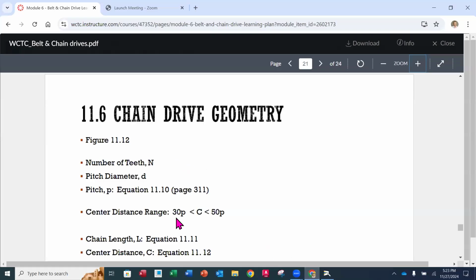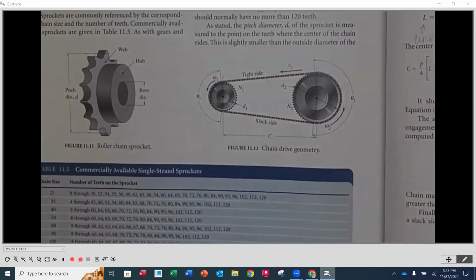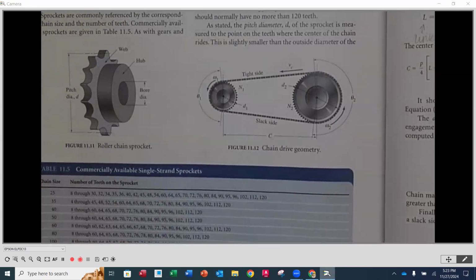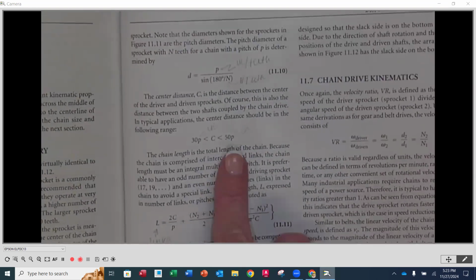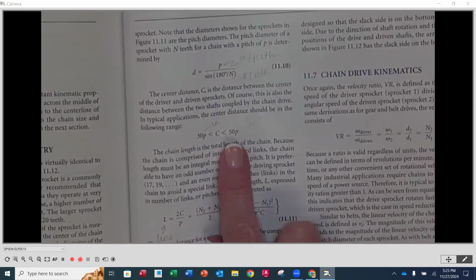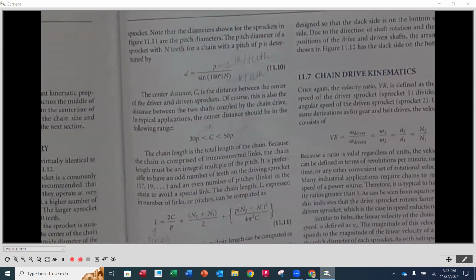So we did pitch diameter. Oh, center distance. Center distance is going to be the distance between the driver and the driven. And just like there was for belt drives, we are going to have a range, and this is on page 311. We're going to have a range for which we have optimal performance.